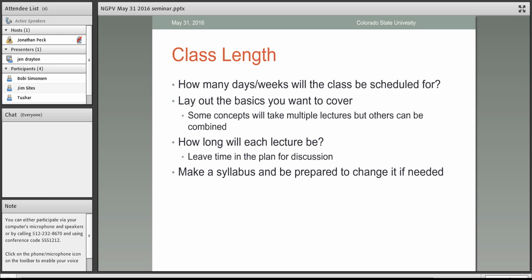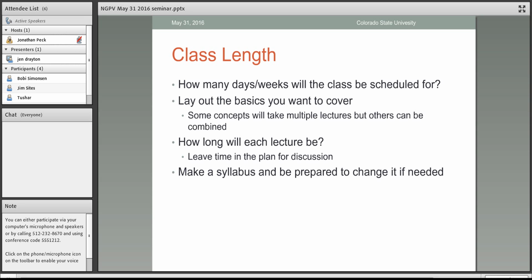And one thing you need to think about when you're setting up a class in photovoltaics is how many days or weeks is your class scheduled for, because that really helps you decide what you're going to teach. You are only going to have so much time, and you have to lay out a framework for what you want to cover, and realizing that some concepts take multiple lectures, but you can combine others. It becomes a very flexible thing. You can't have a real rigid structure, especially when you have people that do not have a background in photovoltaics or in solid state physics or solid chemistry.